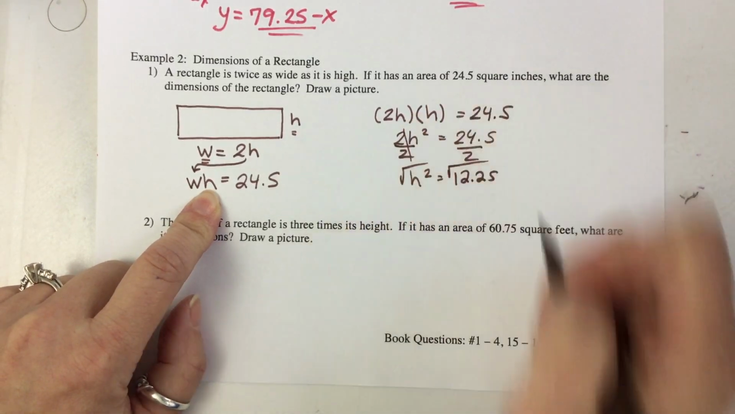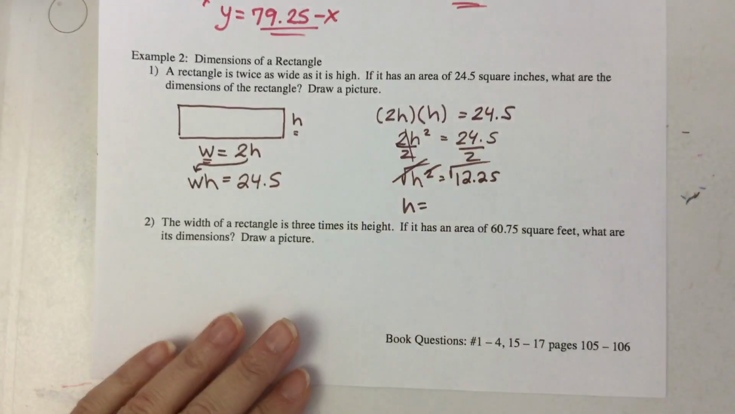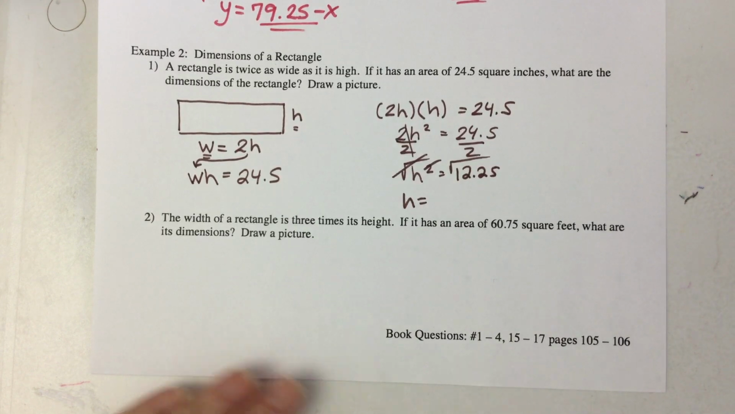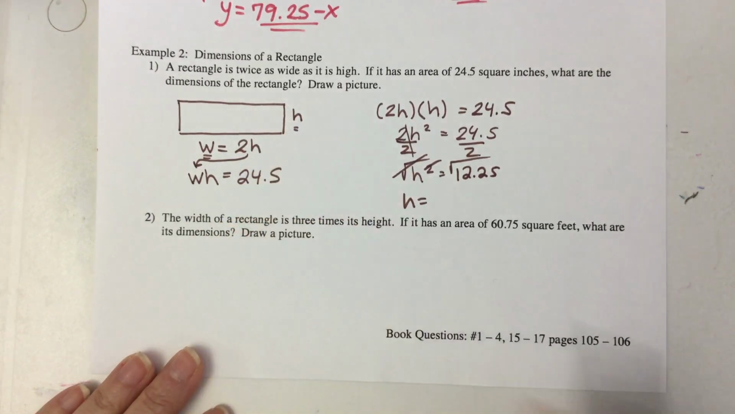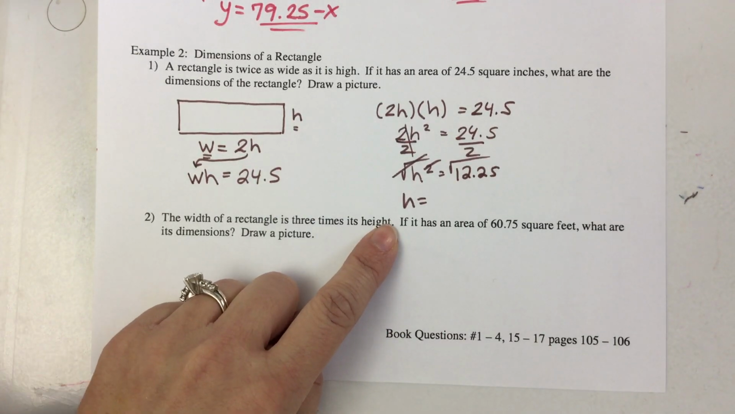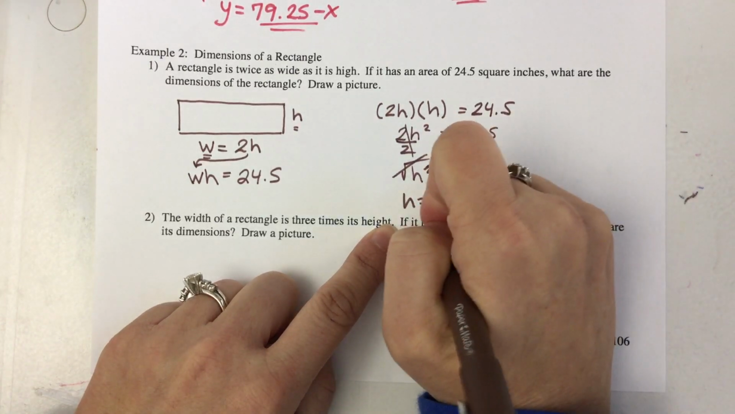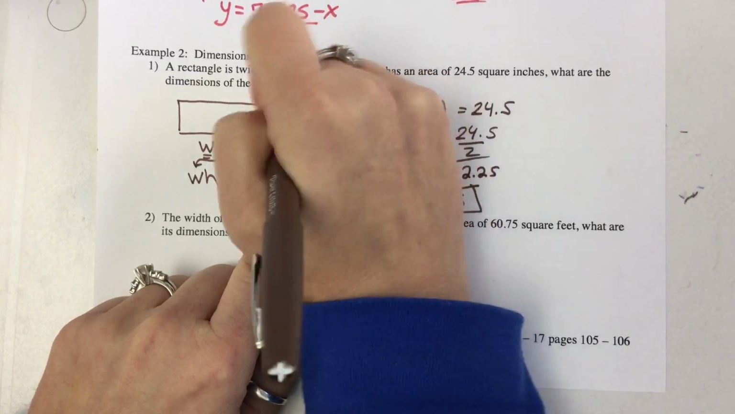Now, typically, when you take the square root to cancel a square, you would include both a positive and a negative. But in this case, we're looking at a dimension of a rectangle. We're looking at the height. You cannot have a negative height of a rectangle. So in this case, we do only take the positive. The square root of 12.25 is 3.5. So the height is 3.5.